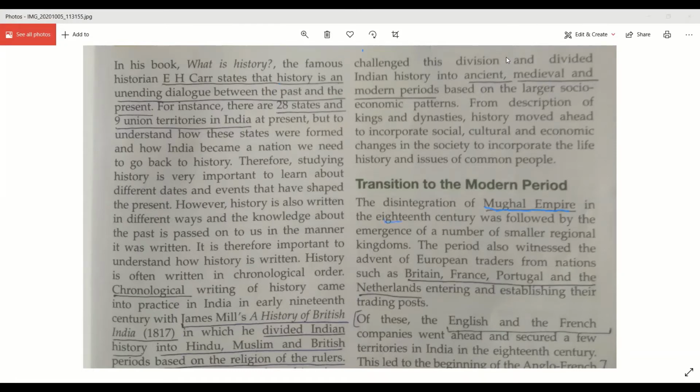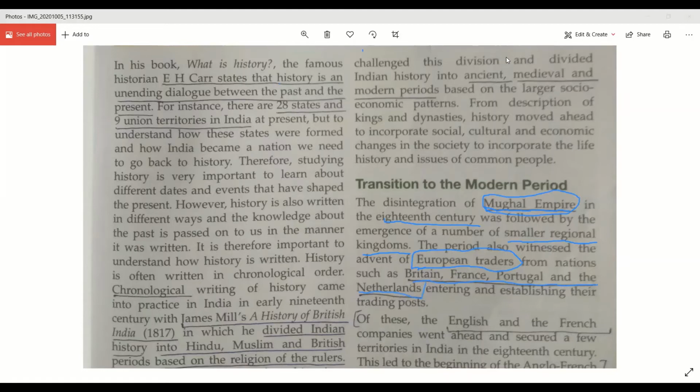Okay, this was in the 18th century, right? In the 18th century, the Indian continent was ruled by the Mughal Empire, and then it was followed by smaller regional kingdoms. When the smaller regional kingdoms started ruling, the country was divided, and after some time, the European traders noticed that the Indian subcontinent was rich and filled with good things. So they started coming and trading in India. And slowly, from the Mughal Empire, the kingdom shifted to the British, French, Portuguese, and Netherlands.